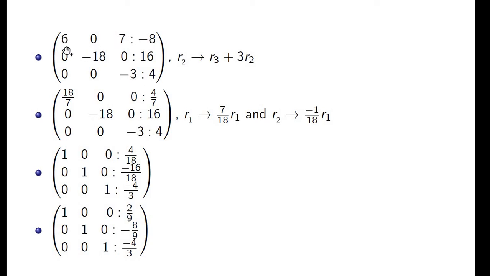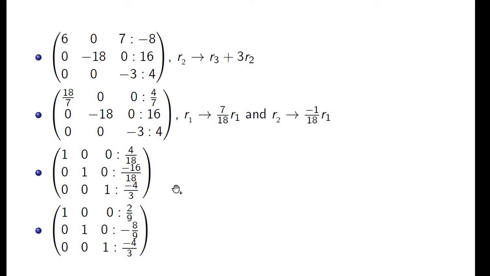So 6 times 3 over 7 will be 18 over 7 plus 0, it will just be 0. 3 over 7 times 0 will just be 0. We add 0, we get 0. 3 over 7 times 7 is 3. 3 minus 3 is 0, and we get 0. -8 times 3 over 7 plus 4 will just be 4 over 7, right?